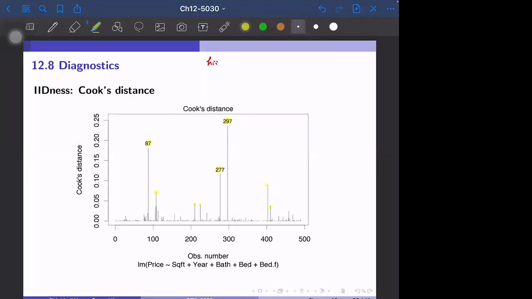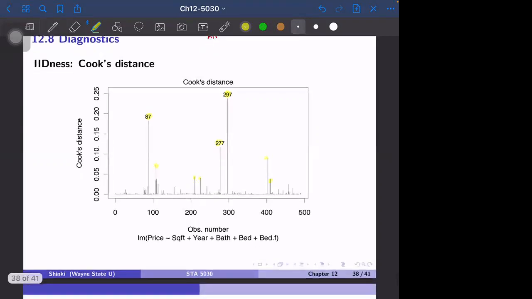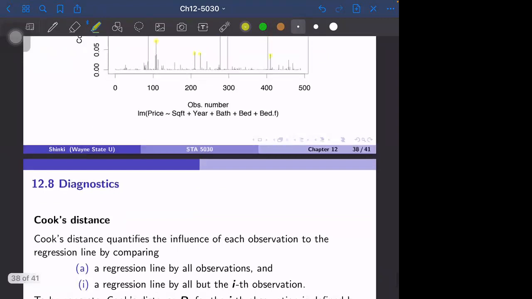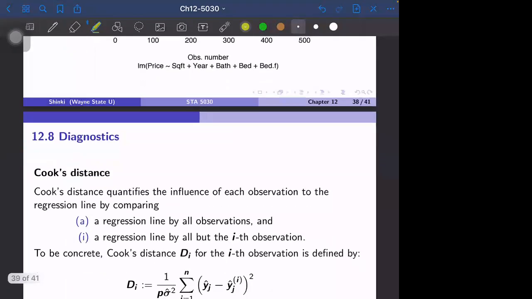And if we pick maybe the largest 10, probably it's pretty large. It has a pretty large share in the total Cook's distance. So that is not good, because even though we have 500 observations, the few observations determine the estimation results.